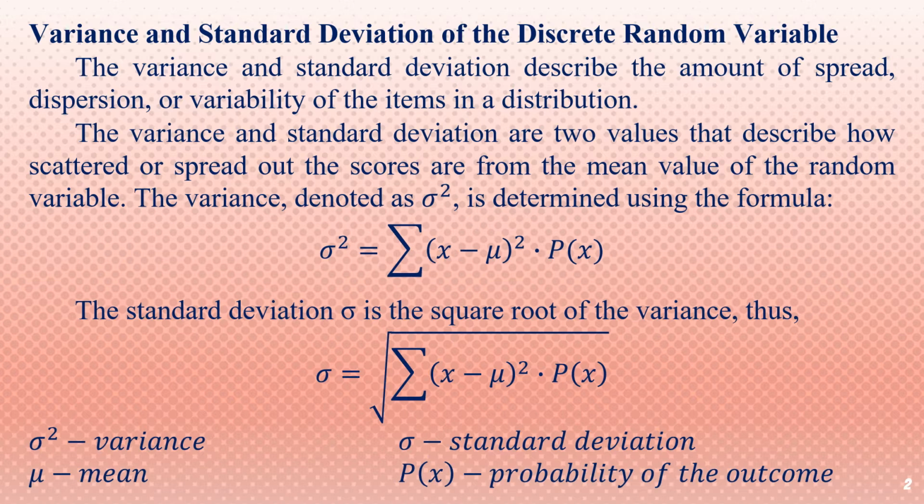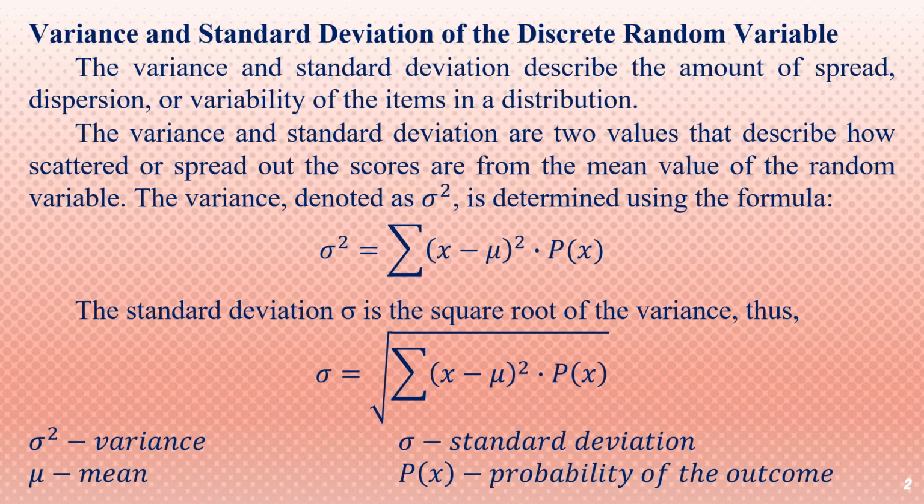The variance, denoted as sigma squared, is determined using the formula: variance equals summation of the quantity x minus mu squared times p of x. The standard deviation is the square root of the variance, thus standard deviation equals the square root of summation of the quantity x minus mu squared times p of x, where sigma squared is the variance, sigma is the standard deviation, mu is the mean, and p of x is the probability of the outcome.